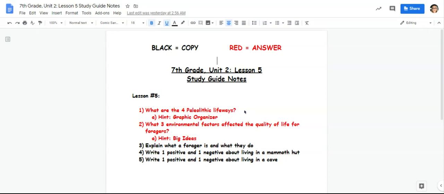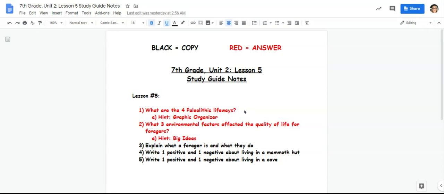Very simple notes that I have for you for this lesson. We talked about Paleolithic times and foraging lifestyles and what all that means. So you have 2 red and 3 black, which the black is quite simple. Number 1, what are the 4 Paleolithic lifeways? This is your graphic organizer and the box that states the 4 different ways of life or things that they focused on back in the Paleolithic time. So you have a hint to look in your graphic organizer.